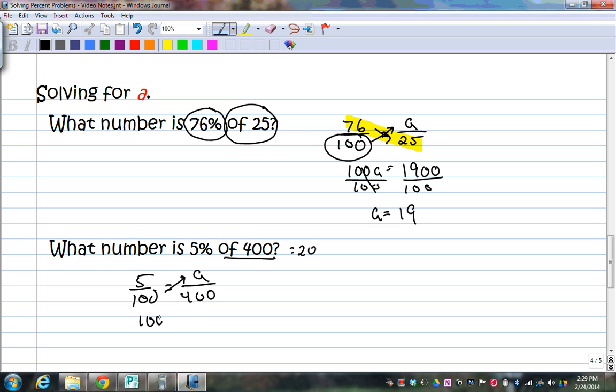I have 100A is equal to 2,000. Then I divide both sides by 100. You're doing the same thing. I'm just showing you a way to kind of do it right in your calculator. A is equal to 20. If you just set up the proportion, then you just multiply the numbers diagonally and you divide by the one that's left over. All right.